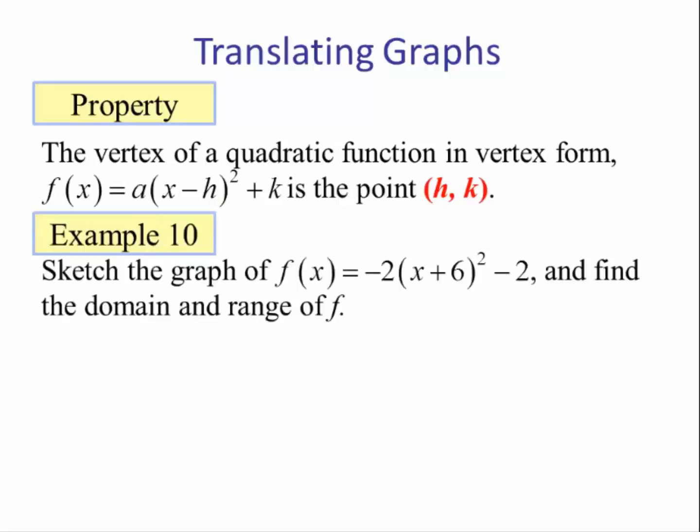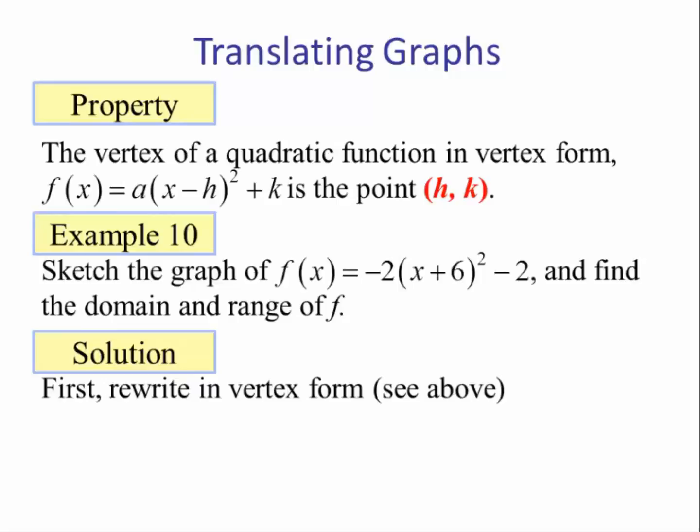Example 10. Sketch the graph of f of x equals negative 2 times x plus 6 quantity squared minus 2, and find the domain and the range of f. So this is our first example where we're going to find the domain and the range of a quadratic function. Solution. So if we write this in vertex form, we need to see, since this is a plus 6, that means h must be a negative 6. We see that k is a negative 2, h is a negative 6.